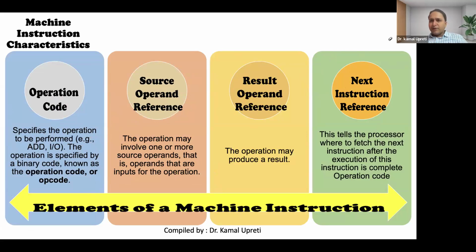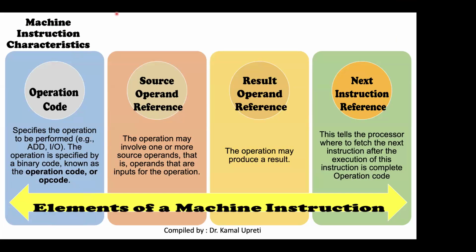level of elements that we are using now. We can say first is, which is very basic, what we call the machine instruction characteristics, because we have a multiple number of characteristics which are executing, either for the operation codes, or for the source operand references. Third is the result operand references, or we can say the next instruction operand. So we have multiple.